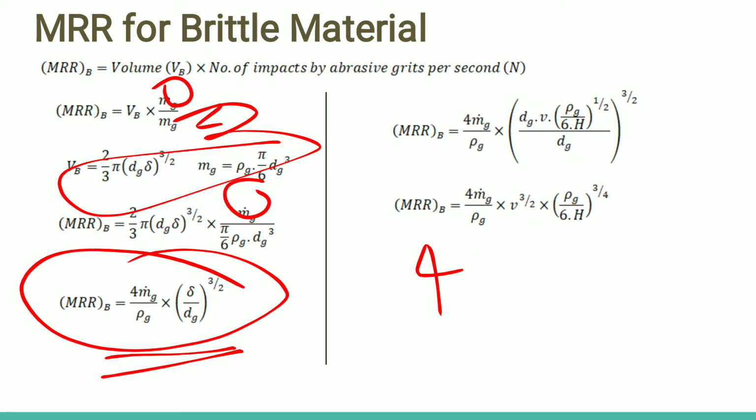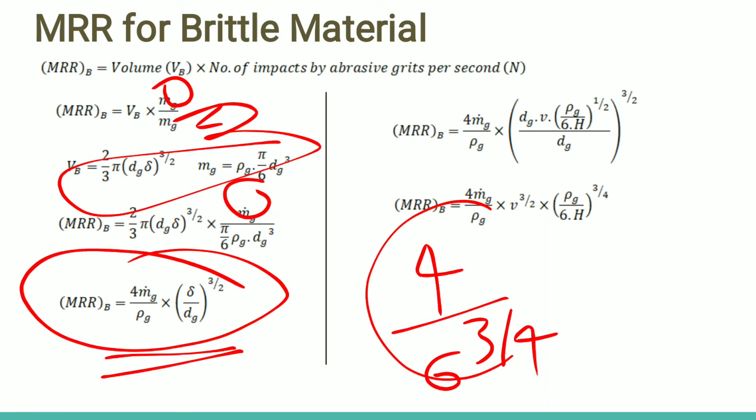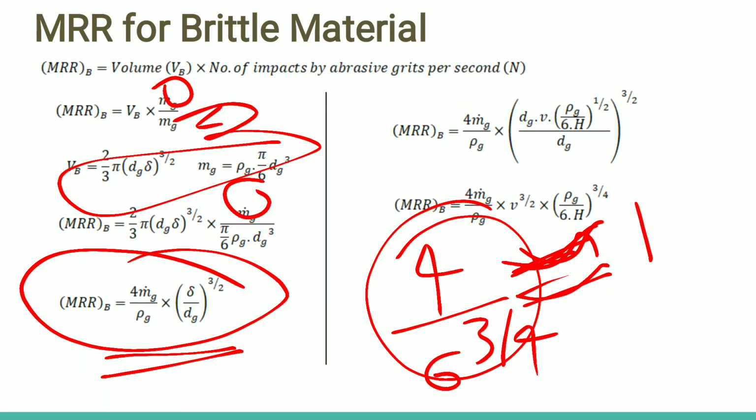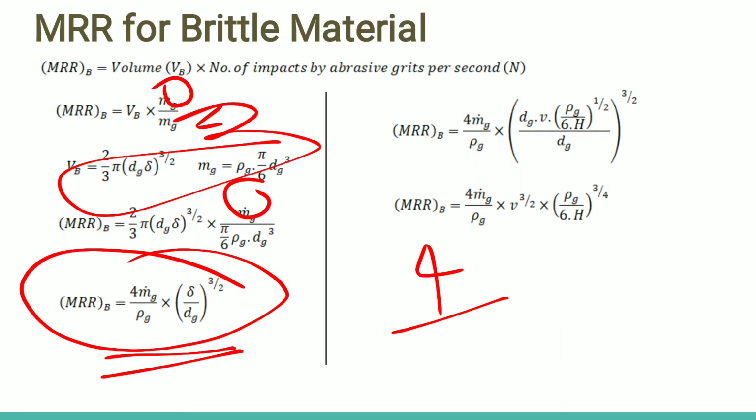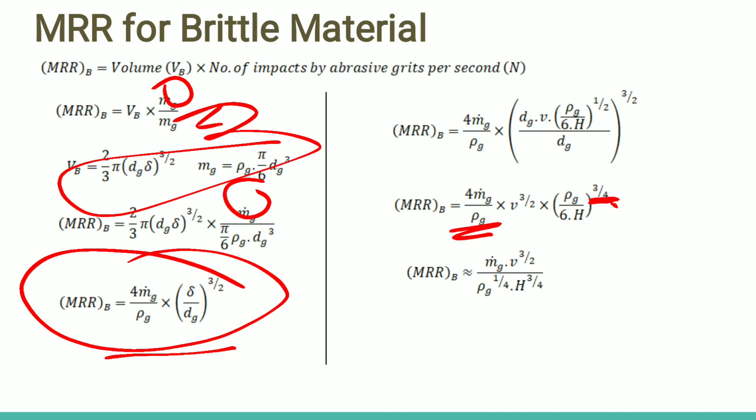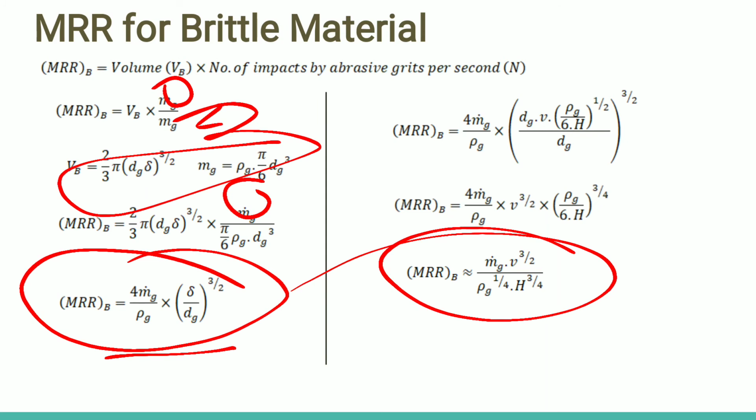The numerical value is like 4 in the numerator, and in the denominator it will be 6 raised to 3 by 4. When you calculate it, it will be approximately equal to 1. So the approximate value of this MRR for the brittle material will be m dot g into v raised to 3 by 2 upon rho g raised to 1 by 4 and h raised to 3 by 4. So this is the value of material removal rate in case of the brittle material. I hope the terminology is clear to you.